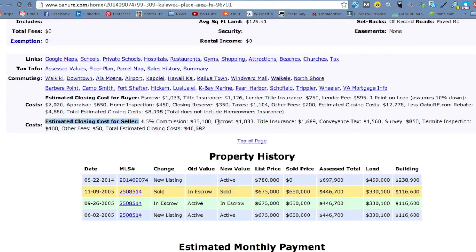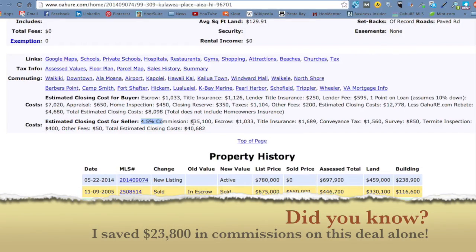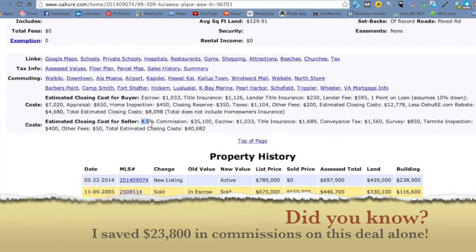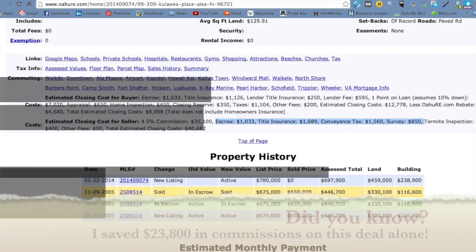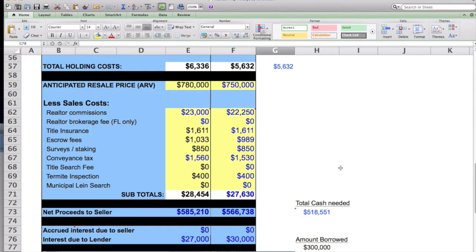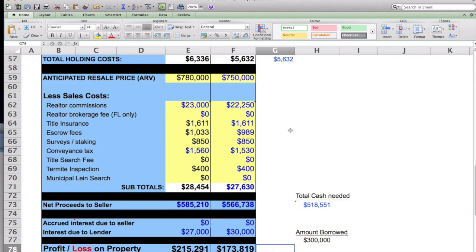So then I'm going to take these numbers here. Now our commission is going to be a little bit different. We're not paying 4.5%. What we actually pay, as I explained to you, comes out to be about 3 to 3.5%, but we have our formula for that, so we can ignore that. But the escrow cost, title insurance, conveyance tax, survey, all of this stuff, we'll go ahead and plug into our spreadsheet.